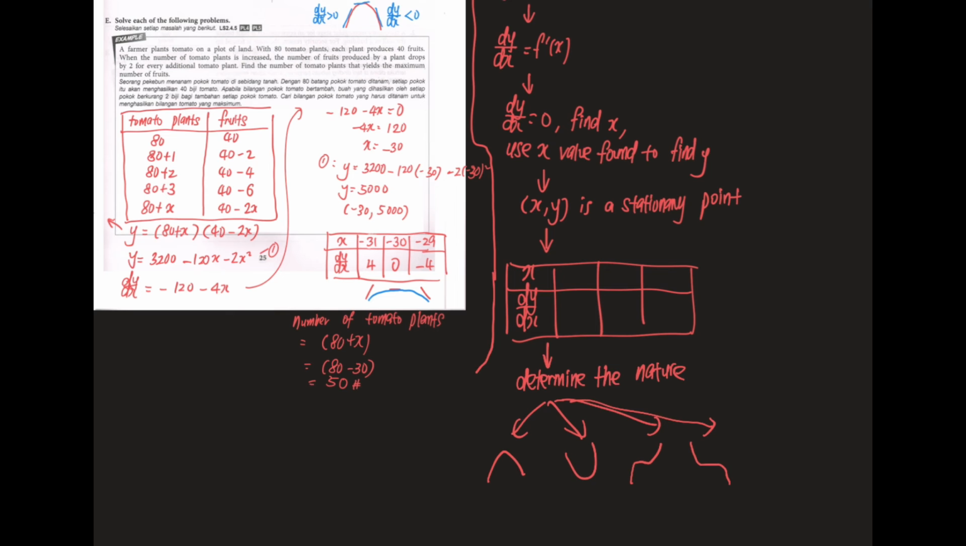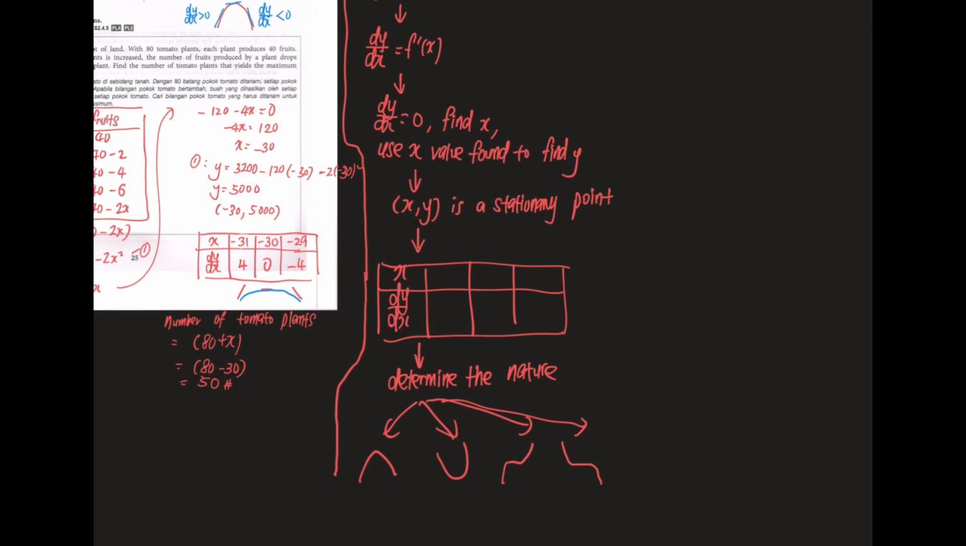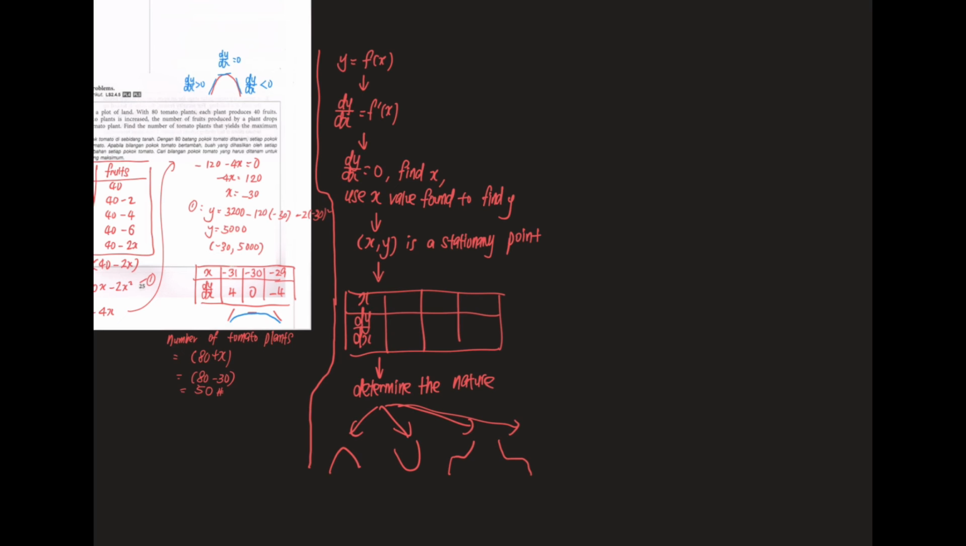So I teach you another way where it will be faster because you can avoid the table. The other way is you do all this as usual until here, you get a stationary point. You don't build a table, but instead of the table you do the second derivative, d2y/dx2.